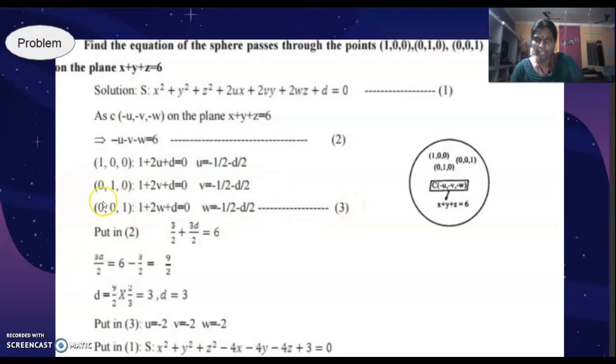Now we can compare these equations, solve and get the value of d = 3. Using the value d = 3 and substituting it in equation 3, we can get u, v, w. We got u, v, w and d, and substituting these values in equation 1 we get the general equation of the sphere. Can you get it?